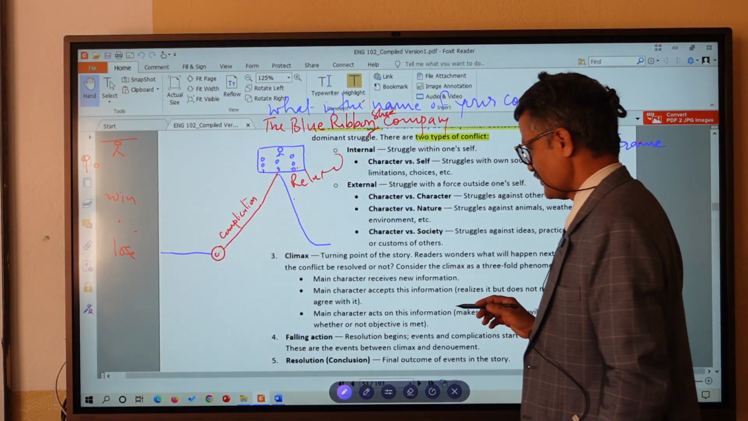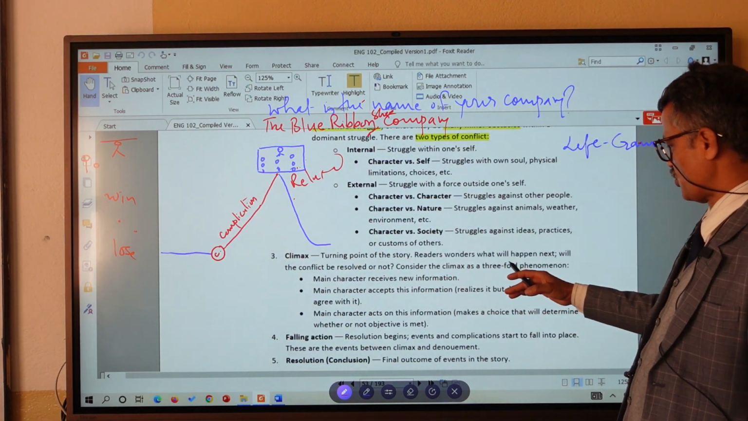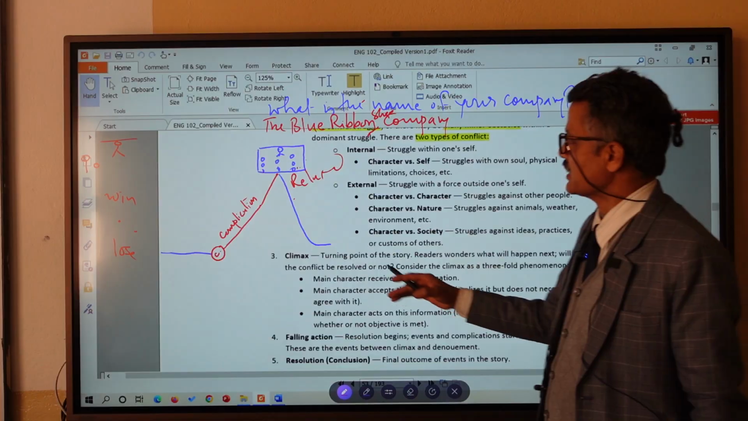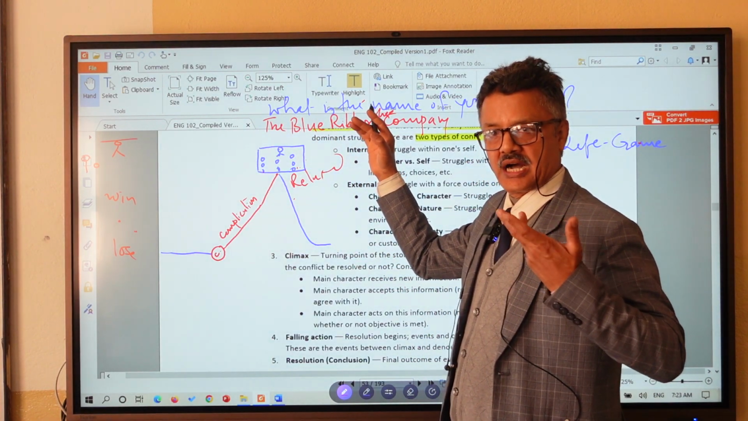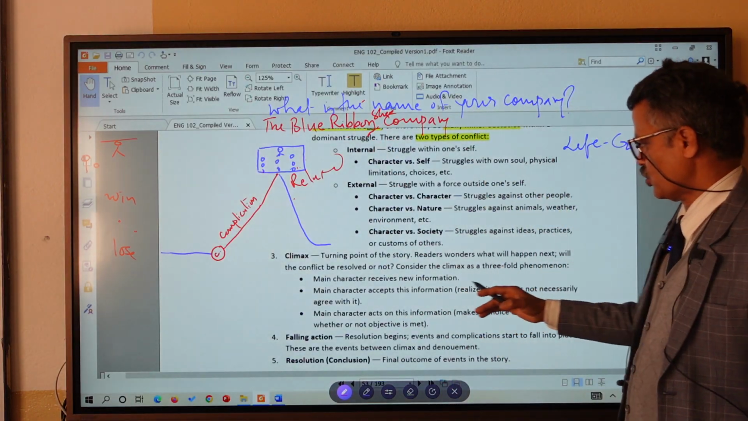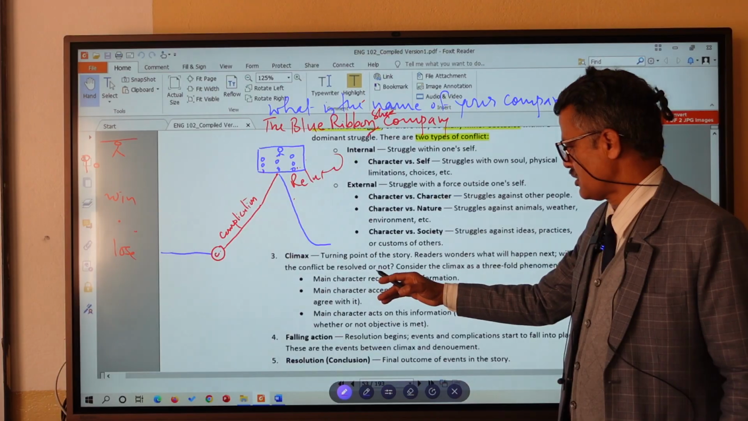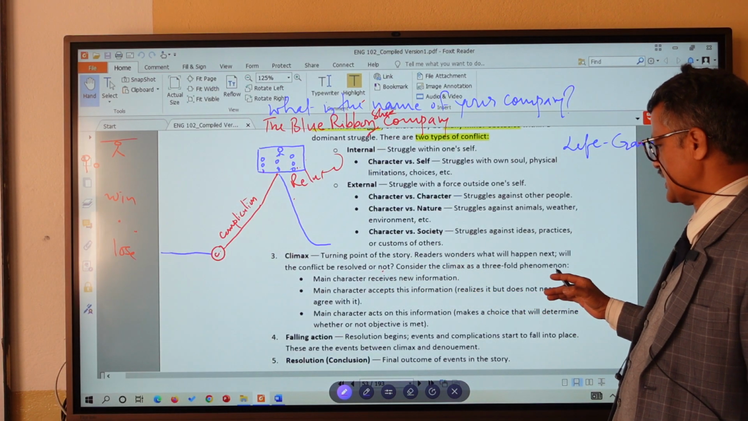Right? Okay, climax, the turning point in the story I showed you. Readers wonder what will happen next. Here, this question: what is the name of your company? Now we know, will he answer? Will he not answer? He has no company. Will the conflict be resolved or not? It got resolved. Consider the climax as a threefold phenomenon.